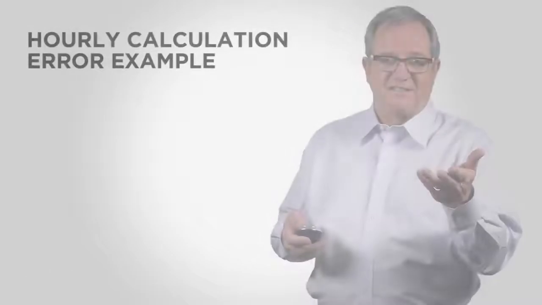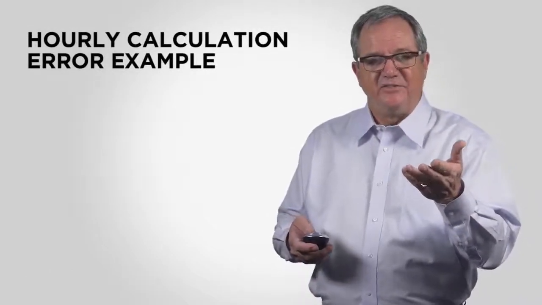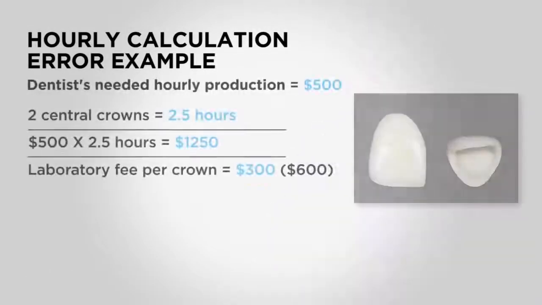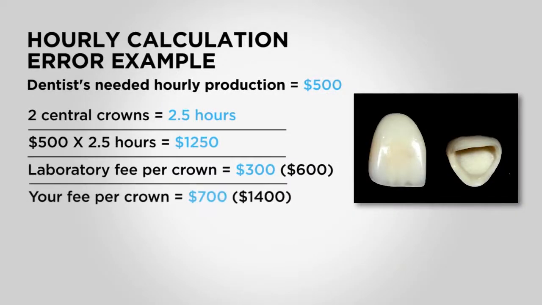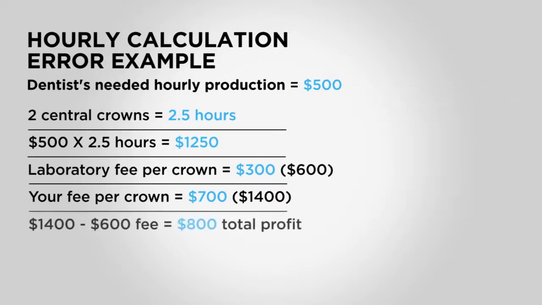Now, just as a shocking example, if you did those 2 centrals and you only charged $700 just like you did the molars, you would have brought in $1,400 instead of the $1,850 that you really needed to bring in. And that $1,400 minus the lab fee for the all ceramics, the $600 lab fee, left you with an $800 profit, whereas your $1,850 fee for the 2 centrals minus the $600 left you with a $1,250 profit.